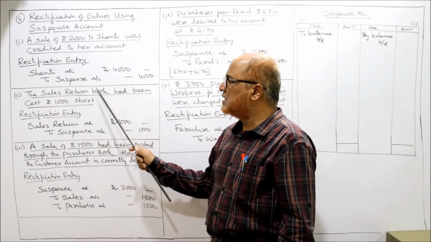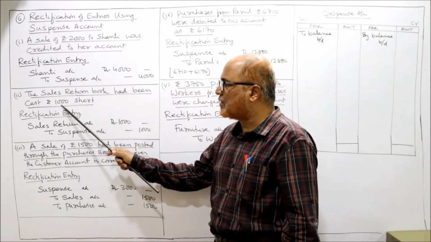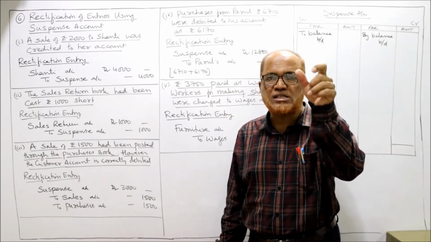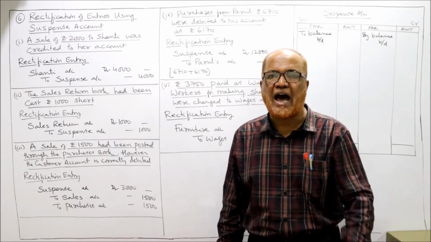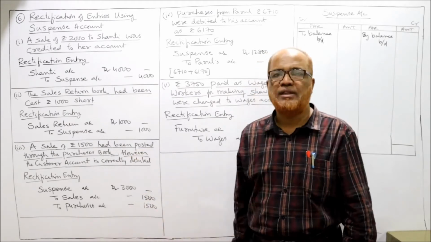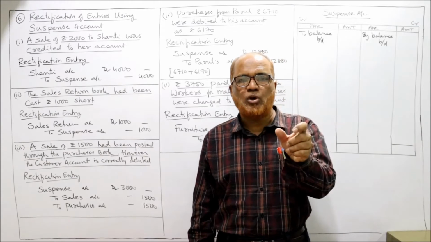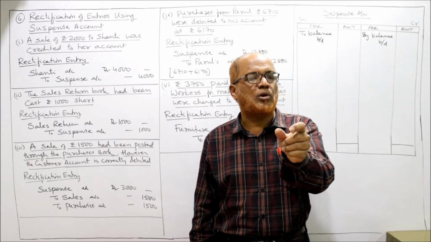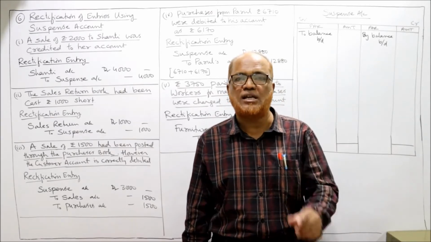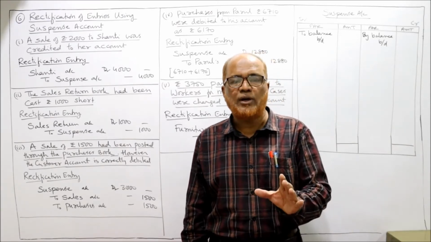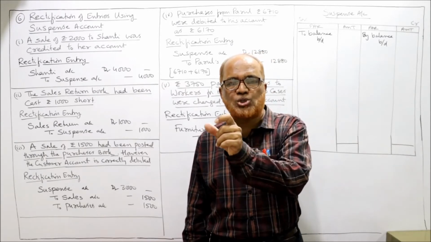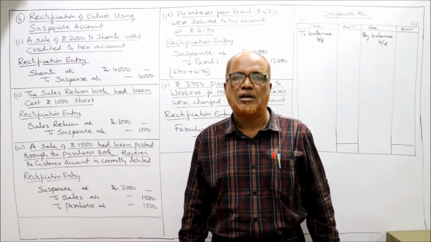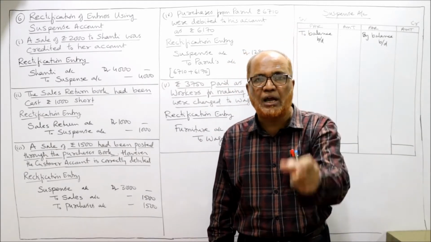Second, the sales return book had been cast rupees 1,000 short. That means the sales return book was cast short by 1,000, added less by rupees 1,000. Now see here, the sales return book is a subsidiary book. The total of the sales return book will be posted to the sales return account. One point you remember: sales always shows a credit balance, sales return will show a debit balance. So, sales return account will be debited.